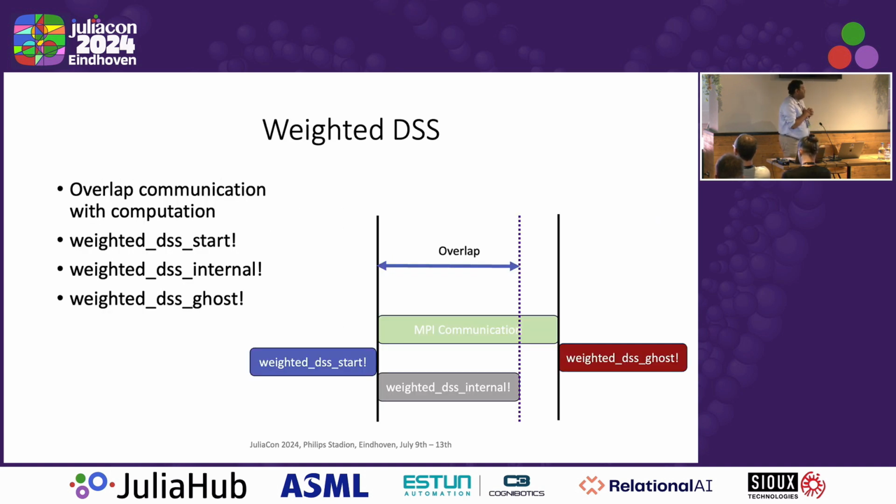So our weighted DSS algorithm is split into 3 pieces to enable communication computation overlap within a given DSS. The first part is the weighted DSS start, where we fill the buffers and start the communication. Then we do the internal DSS while the communication is happening, and then do the ghost DSS after the communication is finished, which gives us this communication computation overlap.